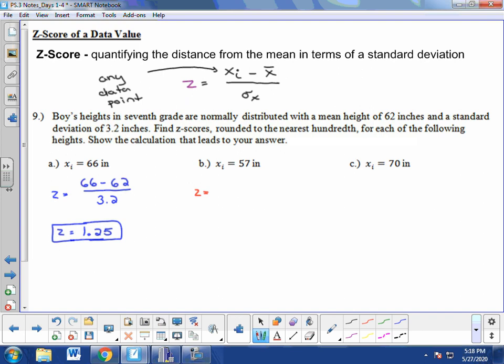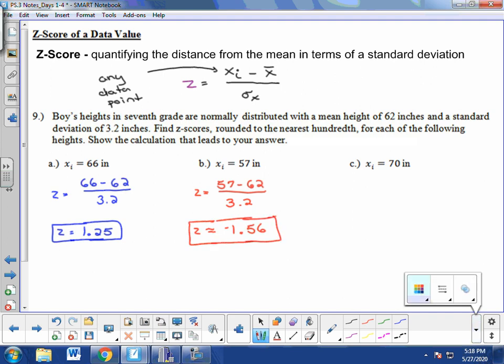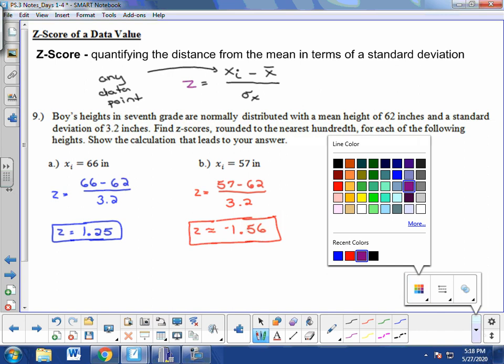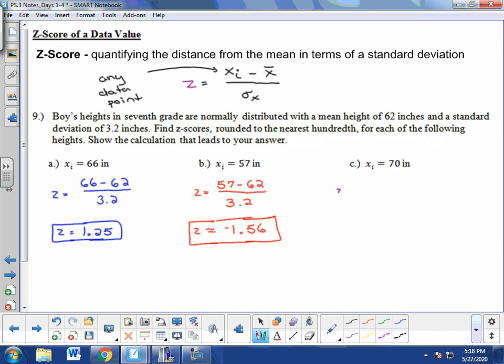Hopefully you've gotten a chance to come up with answers for B and C, finding the z-scores. So again, we're taking the individual data point, subtracting the mean, and then dividing by the standard deviation. It gave us the mean and the standard deviation in the problem for 9, so we can substitute in those values and approximate if we need to, rounding to the nearest hundredth. And we'll see that the z-score for B is negative 1.56. So the data point is 1.56 standard deviations to the left of the mean.